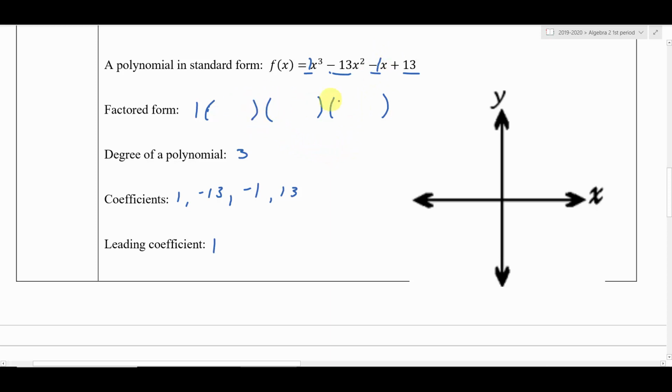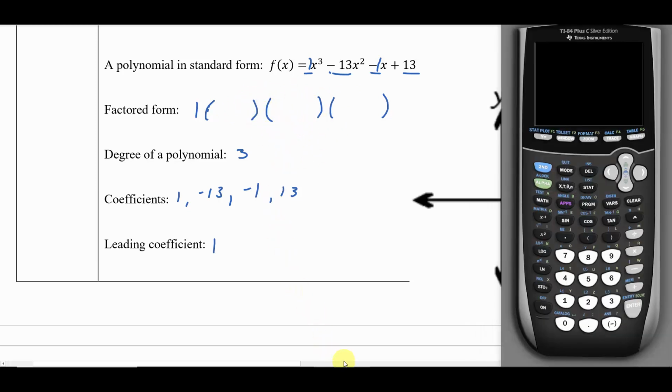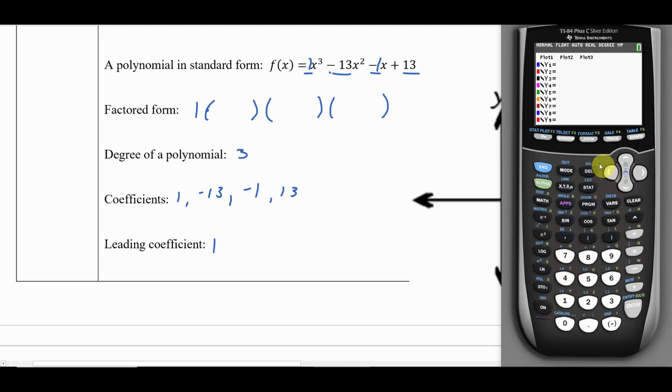Okay, so now we've got to figure out how we are going to get this factored form here. We've got to find these factors, and we're going to do that by looking at the graph. Okay, so I'm going to go to my calculator here, and I'm going to enter in my function, and I'm going to look for those x-intercepts. All right, so I'm going to start off with that x to the third, and we've got minus 13x squared, and minus x, and then a plus 13. I'm going to go ahead and hit graph and see what we're dealing with here.